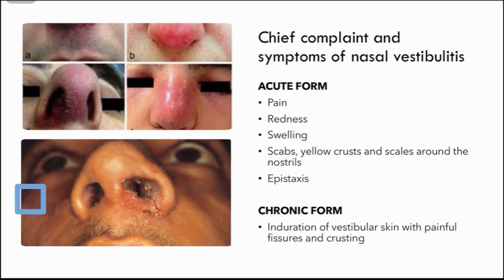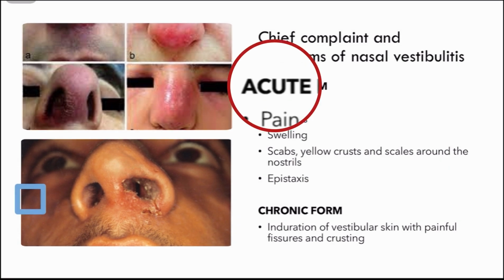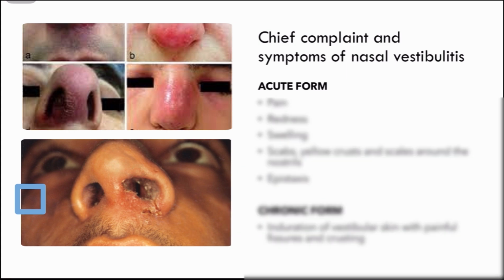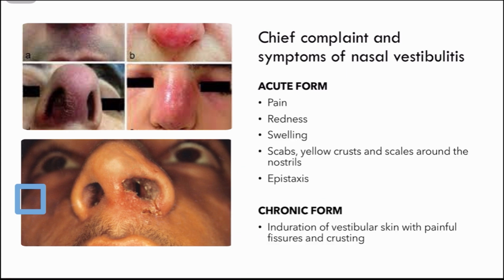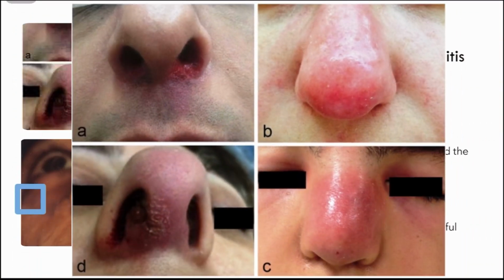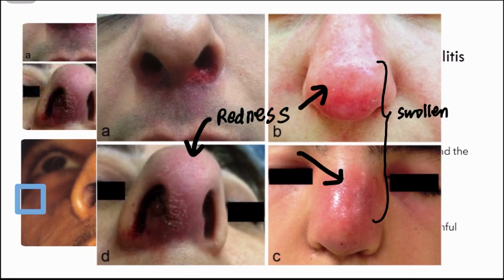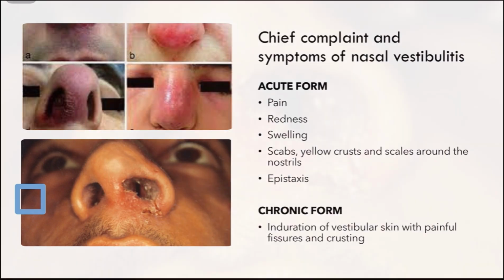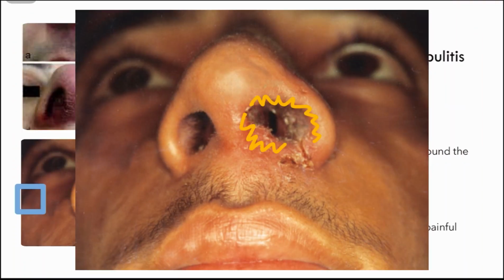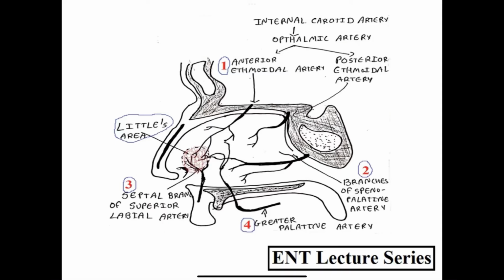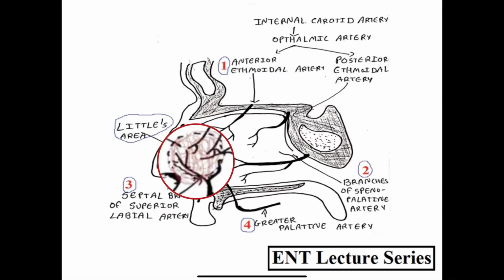Chief complaint and the symptoms of nasal vestibulitis are divided into two, whether it is an acute form or a chronic form. For the acute form, which may be seen in the first picture on the left side, you can see there is pain, redness, and also swelling of the nose. And at the nostrils, you may see scabs, yellow crust, and also scales around the nostrils. It may also lead to epistaxis if it disrupts the Kiesselbach plexus in the Little area.